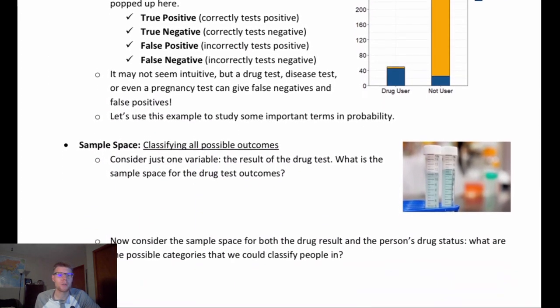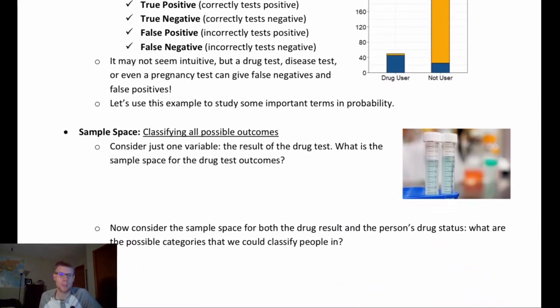So let's learn some probability terms with this example. The first is just classifying possible outcomes. So we call this the sample space. We use it a lot when we're talking about categorical data, where we just want to identify all the different outcomes that are possible. If our variable of interest is numeric, then we could identify the sample space as the numeric scale that we could see. But we often use this term when we're talking about categorical variables or just maybe discrete variables as well.